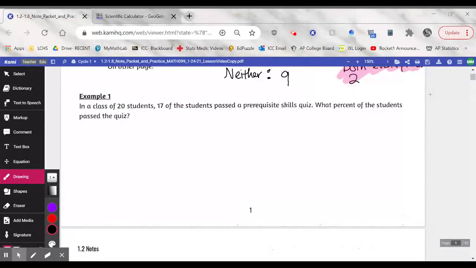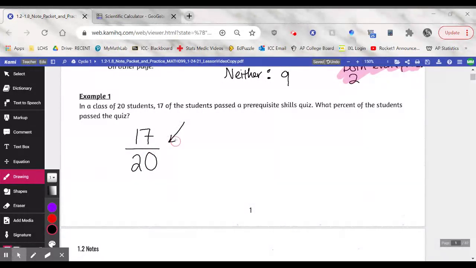The first example that we have has to do with fractions and what this also looks like as a percent. There are going to be other examples too that get you familiar with this. So in example 1, it says in a class of 20 students, 17 of the students passed a prerequisite skills quiz. What percent of the students passed the quiz? There's more than one way to do this, but I'm just going to show you the most simple way. The most simple way is to first write it as a fraction. So 17 of them did pass it out of a total of 20.